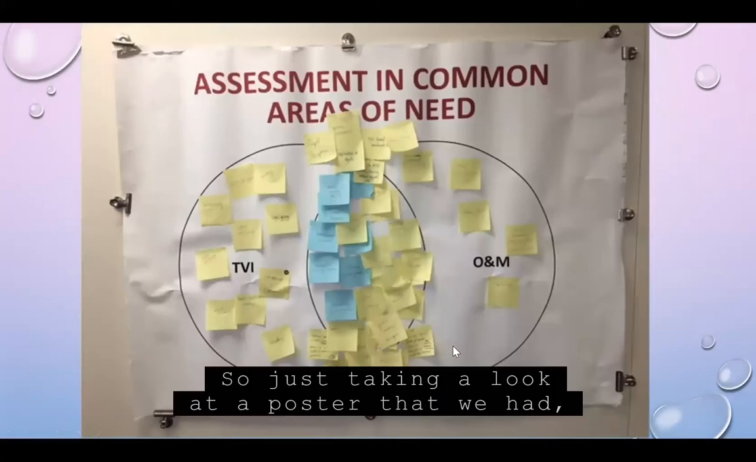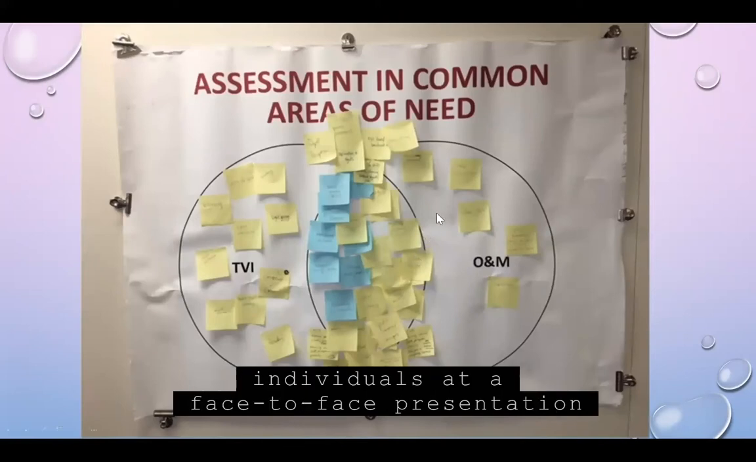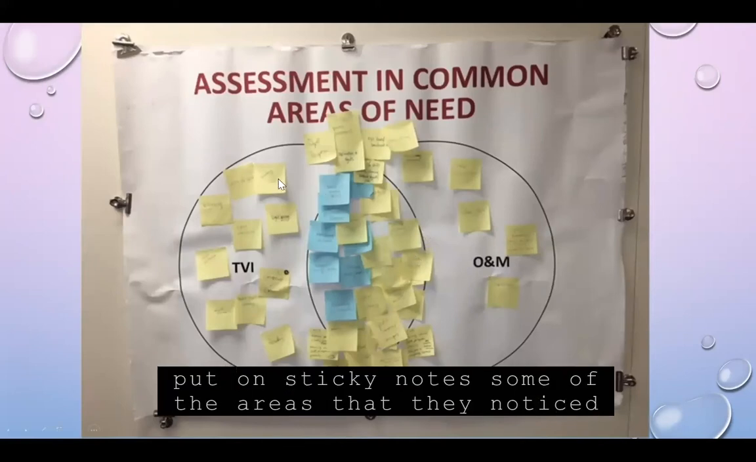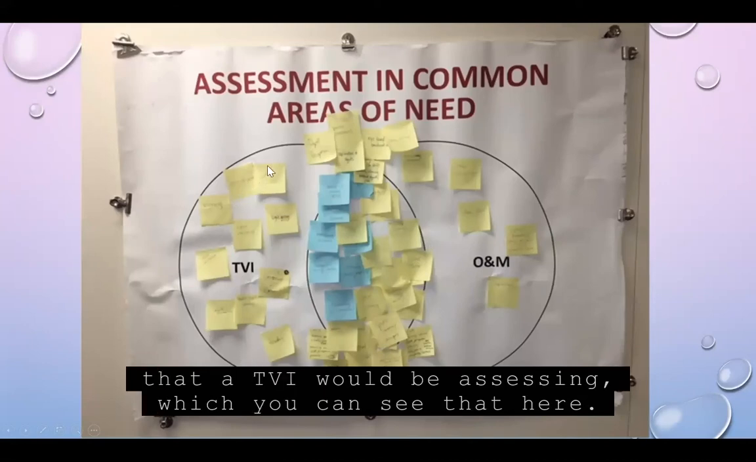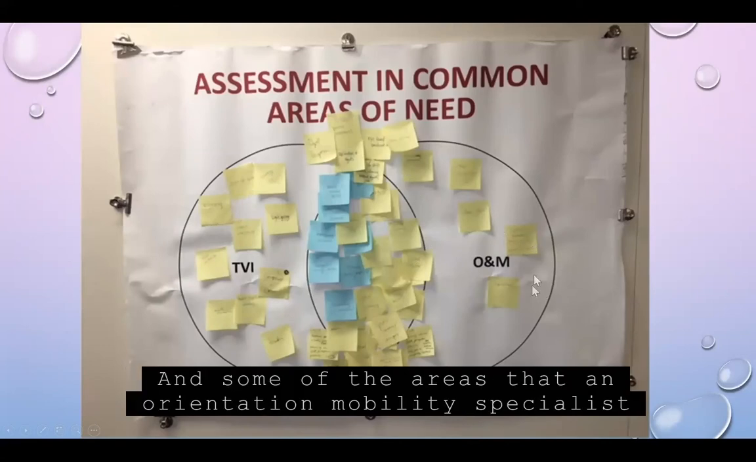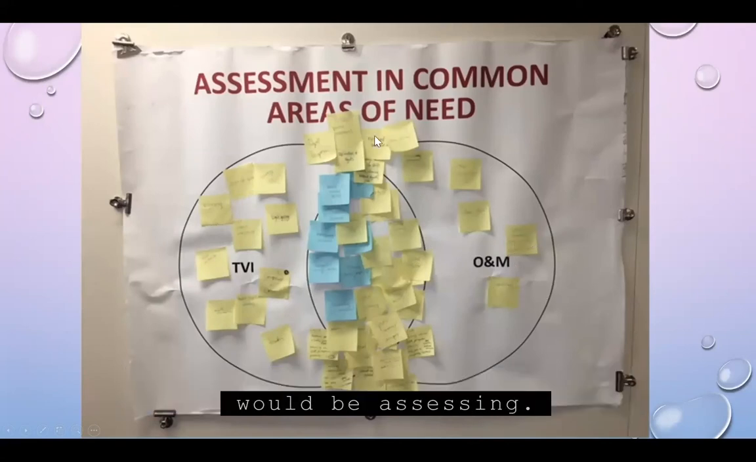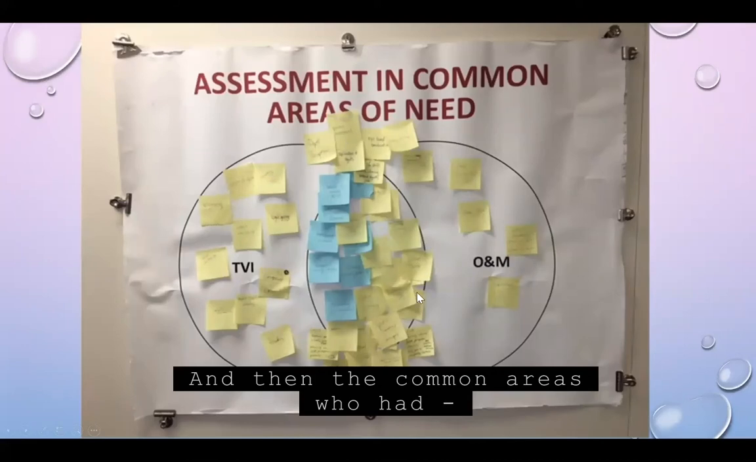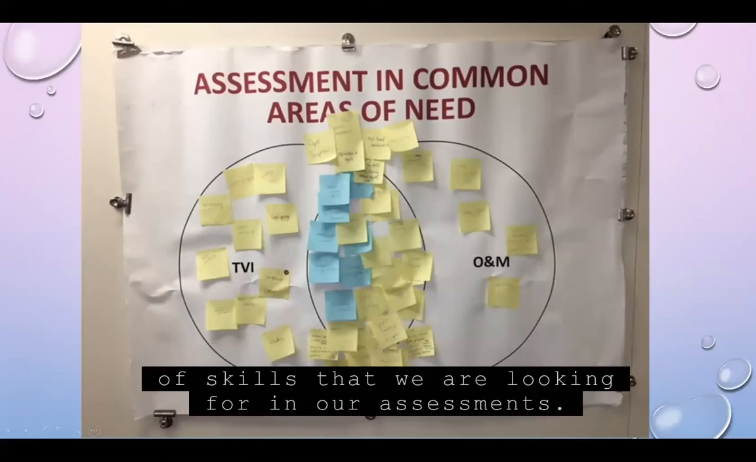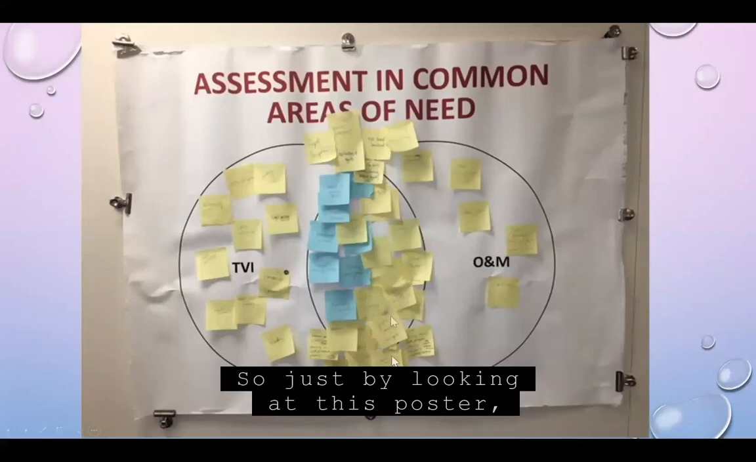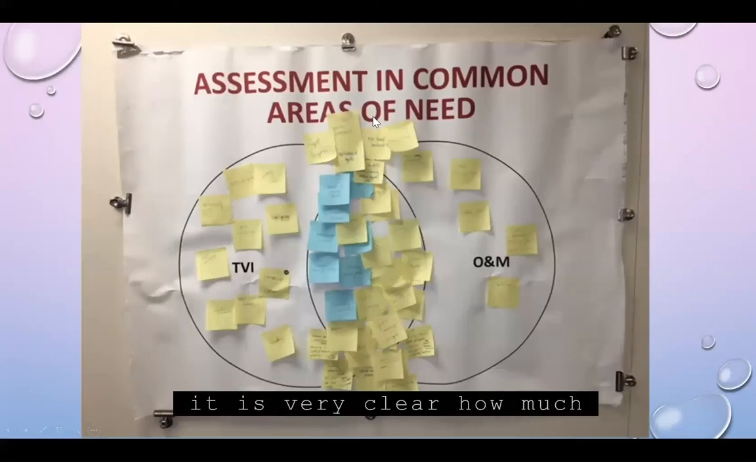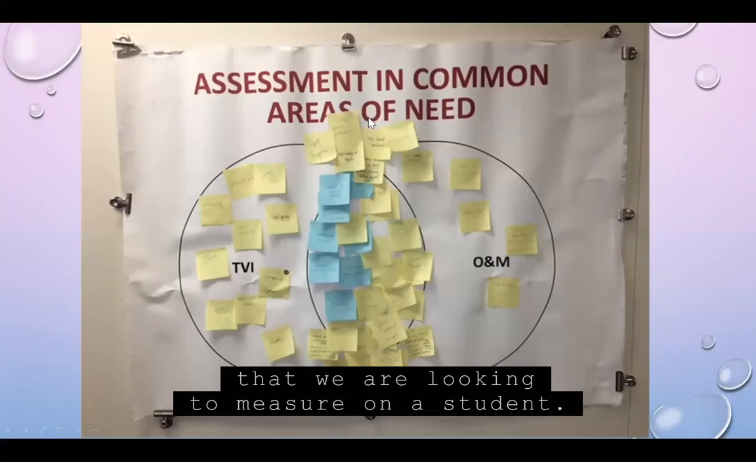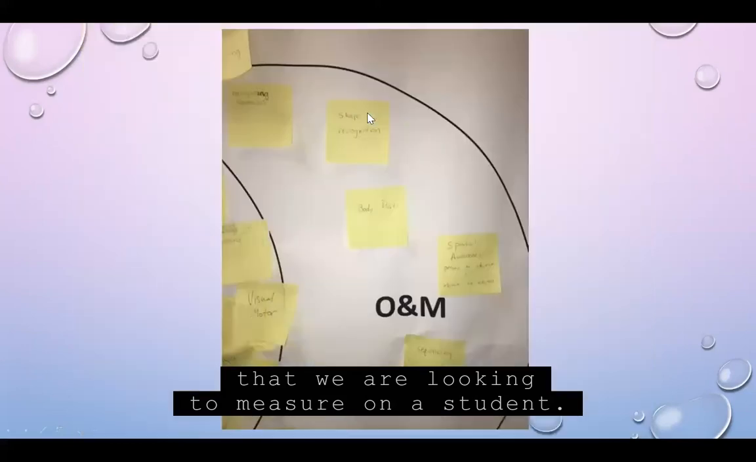So just taking a look at a poster that we had individuals at a face-to-face presentation put on sticky notes, some of the areas that they noticed that a TVI would be assessing, which you can see here. Some of the areas that an orientation mobility specialist would be assessing, and then the common areas of skills that we are looking for in our assessments. So just by looking at this poster, it is very clear how much our assessments overlap in the skills that we are looking to measure on a student.